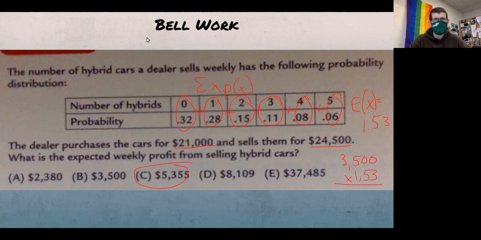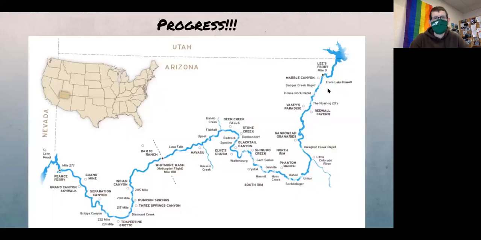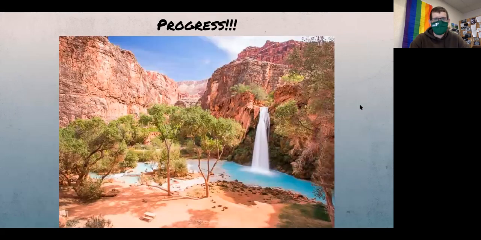Okay. Let me clear this. Now we get to look at our progress we've made, ladies and gentlemen. All right. We started at Lee's Ferry. We've been working our way metaphorically down this river. We made it all the way to one of the highlights of the canyon, Havasu. Okay, and there we are. Look at that beautiful scene.